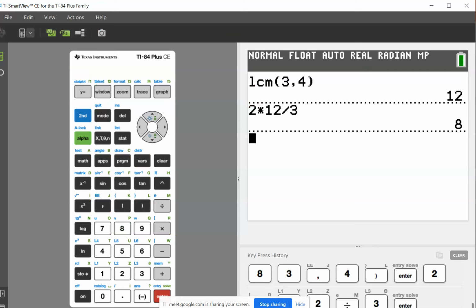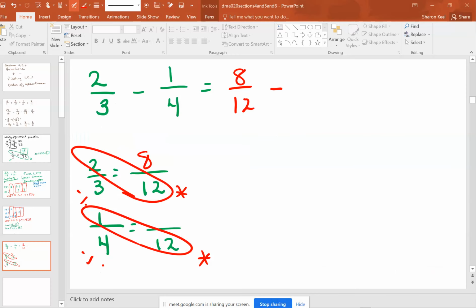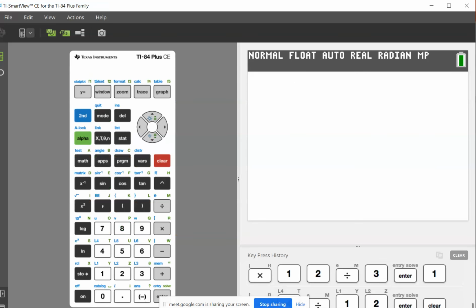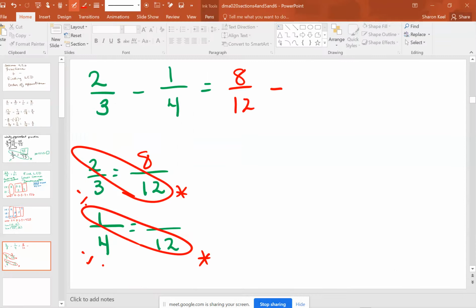For 1/4, we're going to do 1 times 4 divided by 12. Oh, wait a minute. I typed it in wrong. 1 times 12 divided by 4, excuse me. 1 times 12 divided by 4, and that gives us 3. So our numerator is 3. So 1/4 is equal to 3/12. 8 minus 3 is 5 over 12, and that will not reduce.